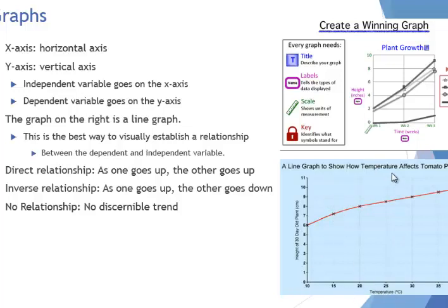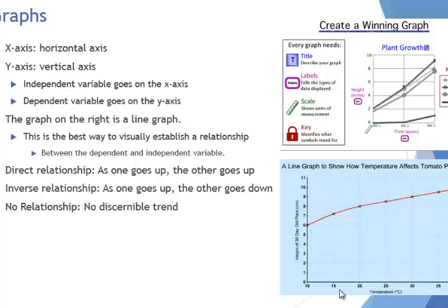If this is a line graph to show how temperature affects tomato plant growth, the x-axis is this axis, and the y-axis is the vertical axis, the one that goes up and down. You've got two different variables that you put in here. Typically, the independent variable goes on the x-axis, and the dependent variable goes on the y-axis. In other words, the independent variable means the thing that you're testing, the thing that you want to know its effect, goes on the x-axis.